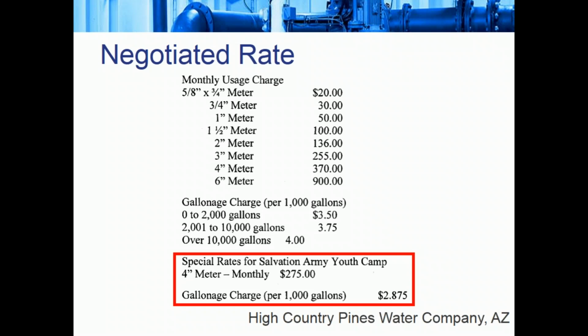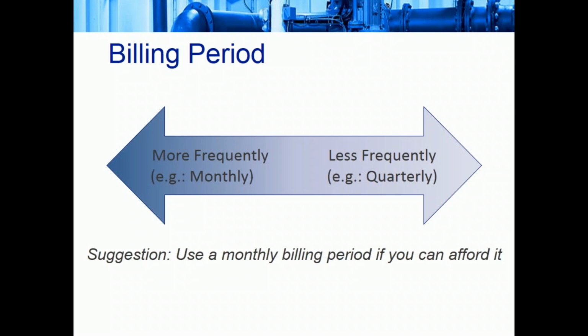Sometimes we recommend, rather than doing it for a single customer like this, to define the parameters. So if a water user is using X number of gallons per month and is of a certain size, they would get this rate. So that way, theoretically, if a second youth camp opened up in High Country Pines, similar to the Salvation Army one, they would automatically get that rate.